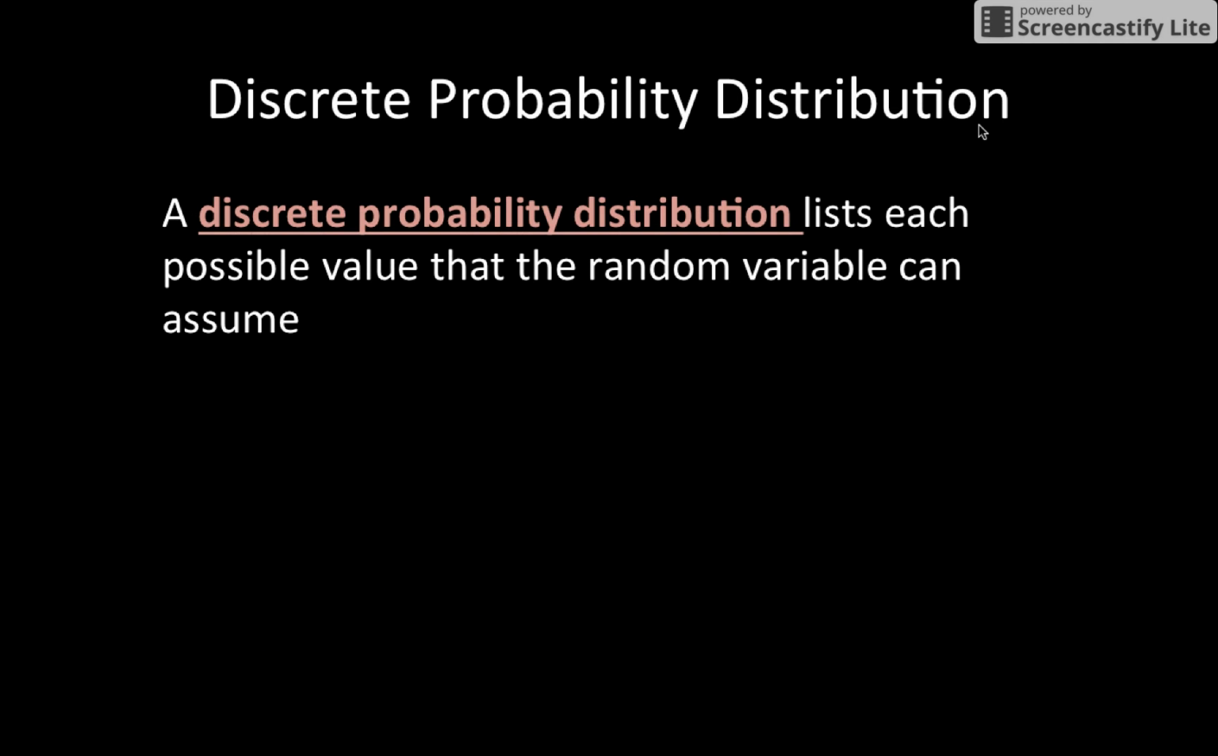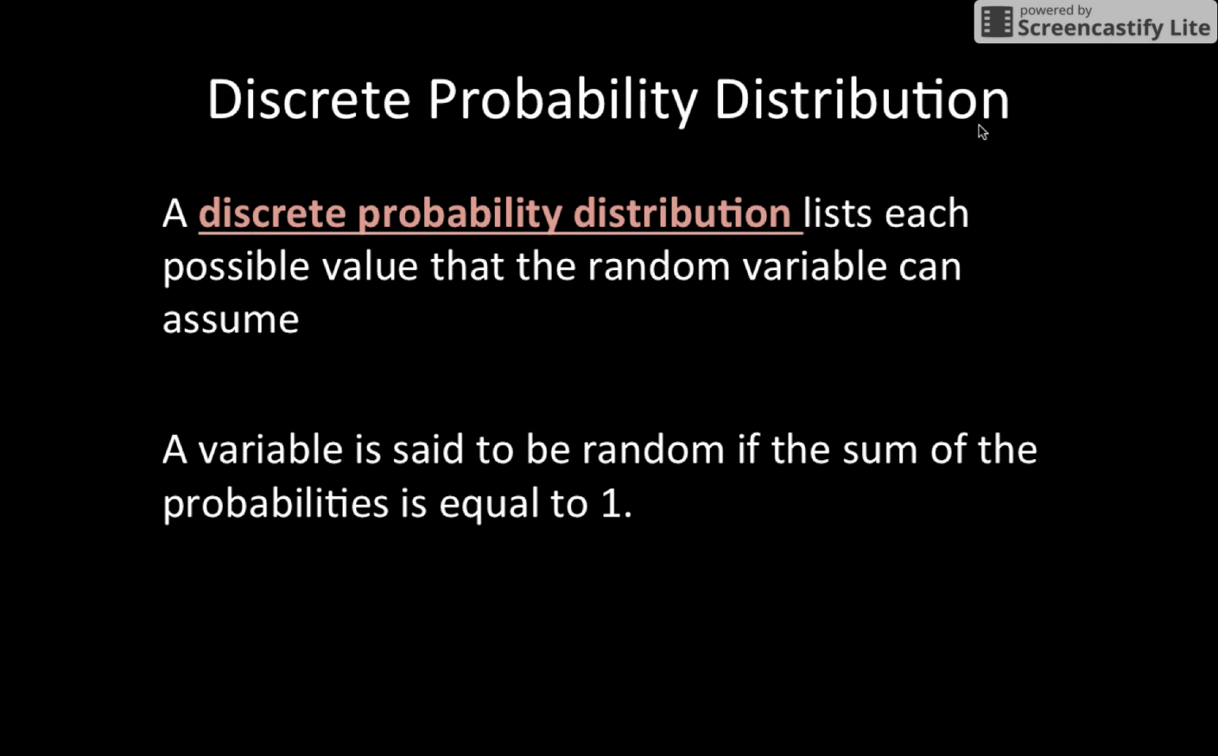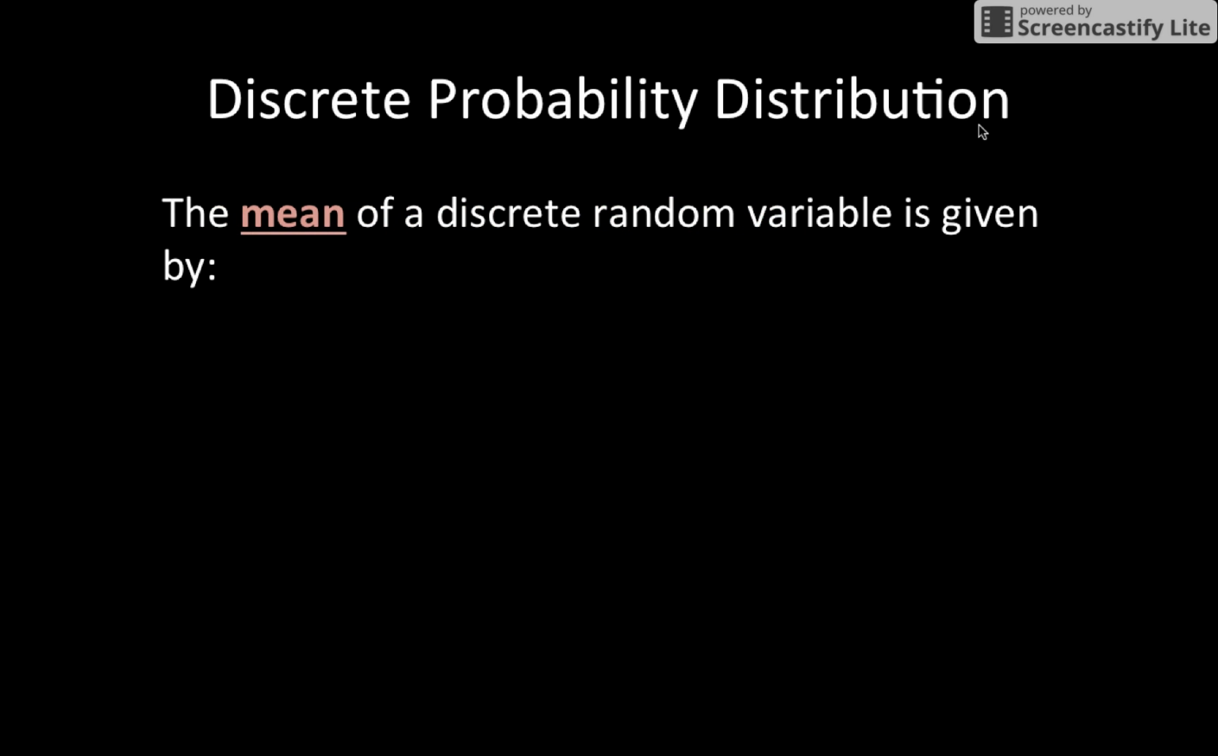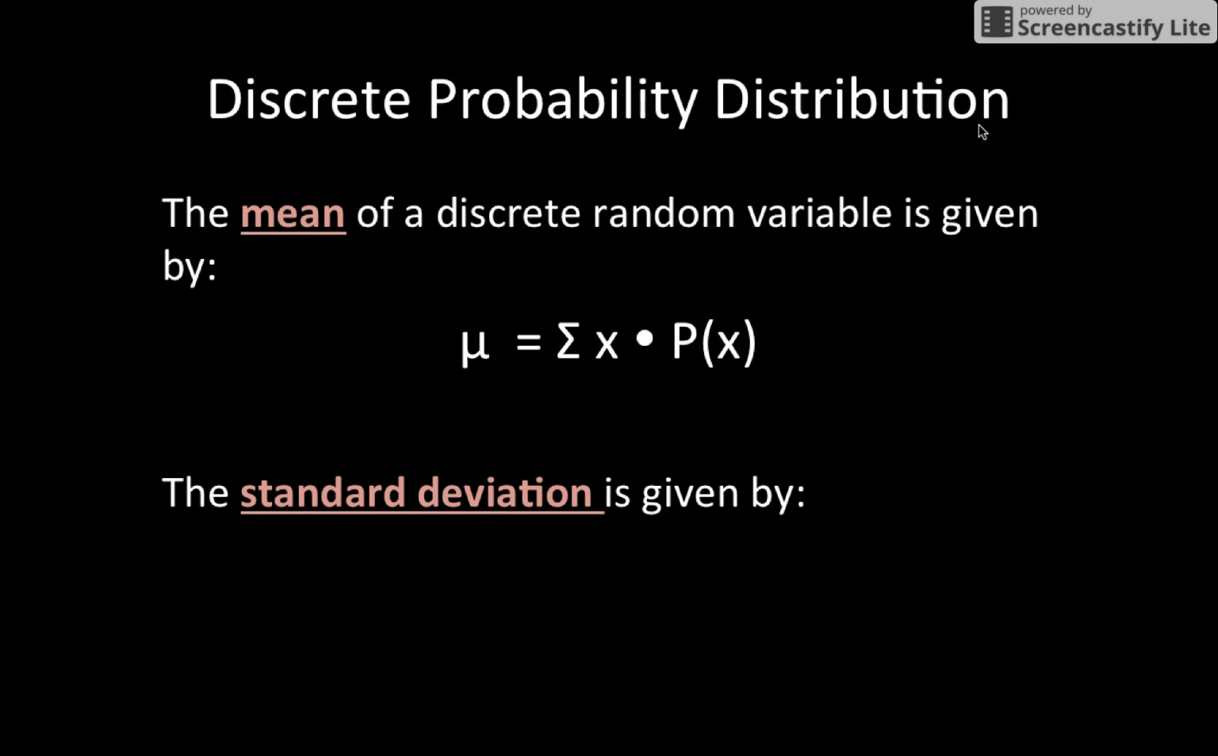A discrete probability distribution lists each possible value that the random variable can assume. A probability distribution is valid if the sum of the probabilities is equal to 1. The mean of a discrete random variable is given by the sum of x times the probability of x. Your standard deviation is given by the following formula.